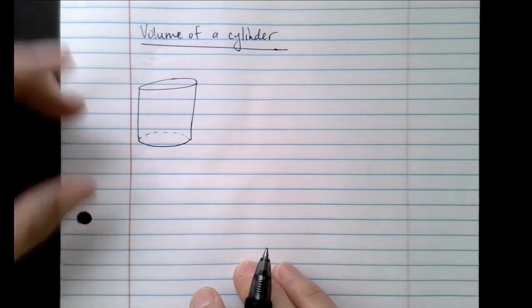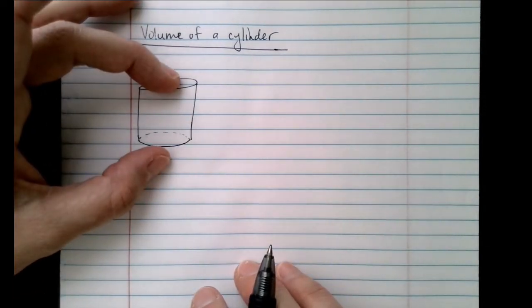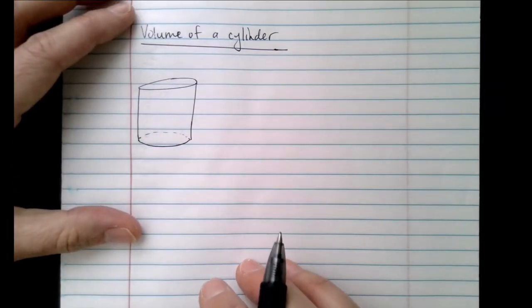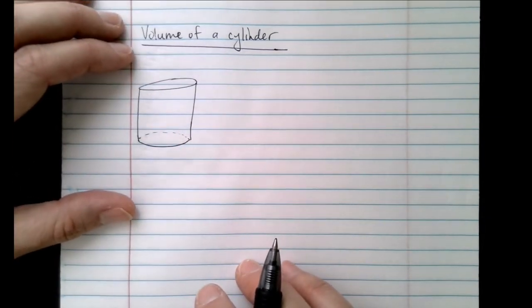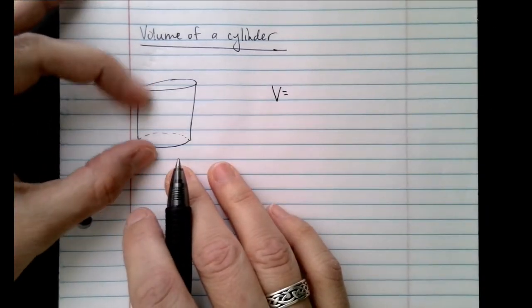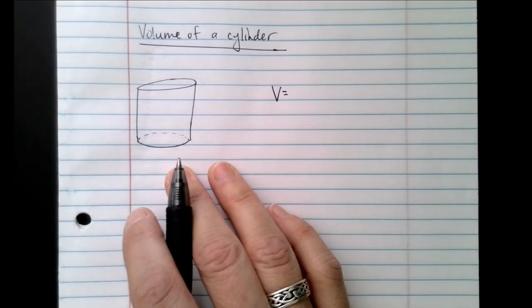So with a cylinder, we have two congruent circles at the ends of its bases, and then essentially we have a rectangle that's wrapped around it. Now, I want to talk about what the volume of a cylinder is. And if we think about how this shape is created, it can help us with finding this formula.